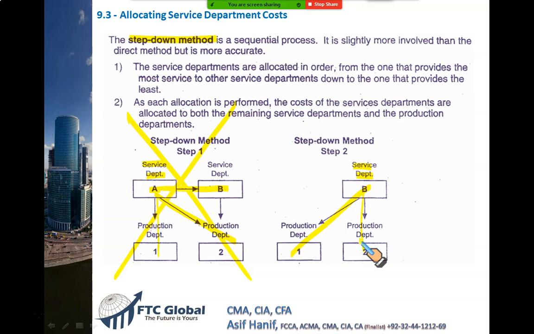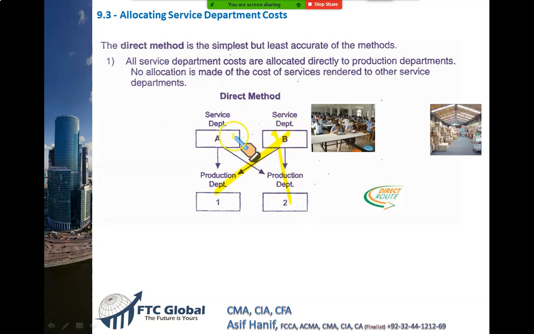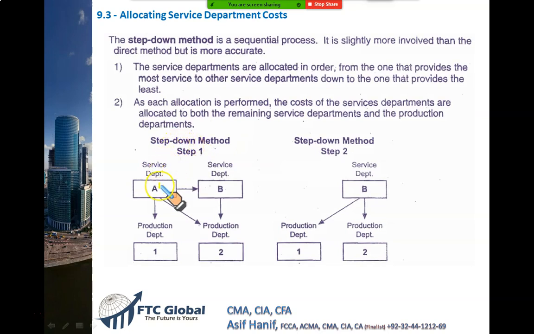See, it is a little better than the previous one, because in the direct method, we simply transferred service department 1 to production 1, production 2, and service department 2 to production 1, production 2. Khalas. But in step down, we have at least one important correction, that at least we have considered that service department A is serving B, production 1 and production 2, and then service department B serving production 1 and production 2. So this is slightly improved, but still not a very perfect method. So let us try to understand the step down method.